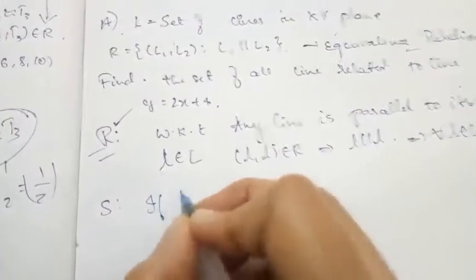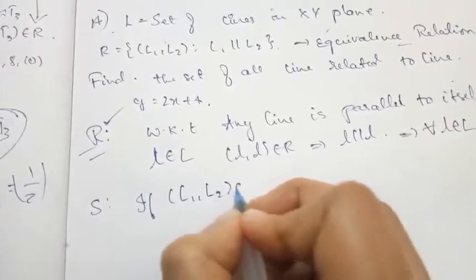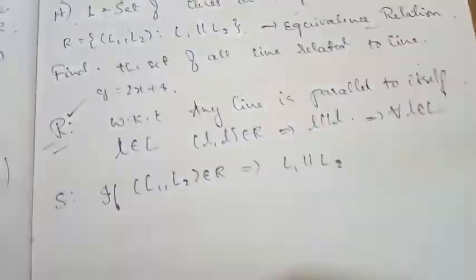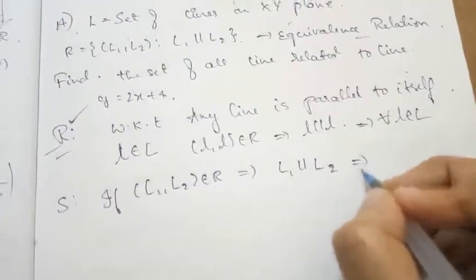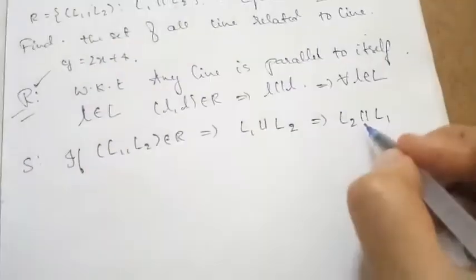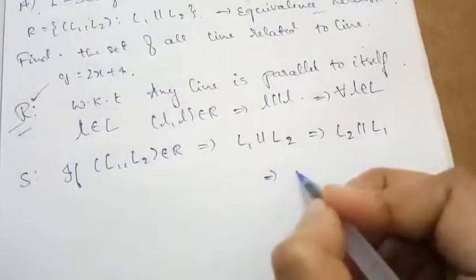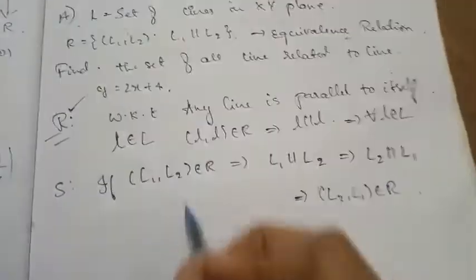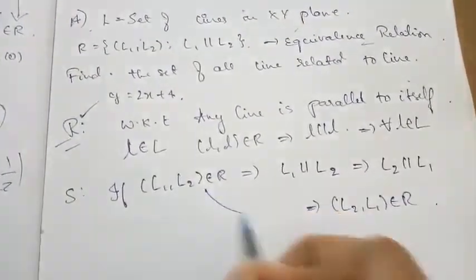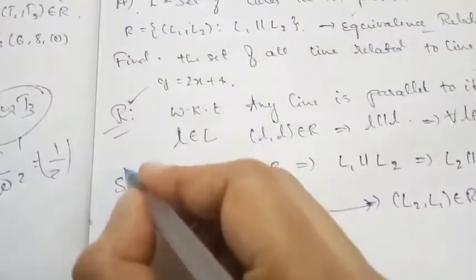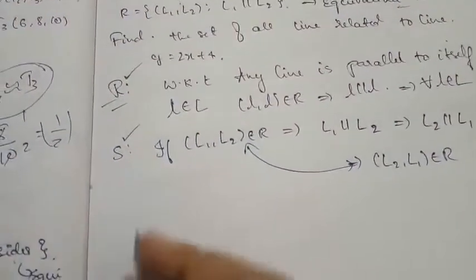So if (L1, L2) belongs to the relation, what does that imply? L1 is parallel to L2. So if L1 is parallel to L2, we can also say that L2 is parallel to L1. If L2 is parallel to L1, what is that saying? (L2, L1) belongs to the relation. So if L1 and L2 belong to the relation, then L2 and L1 also belong to the relation. So the relation is symmetric.